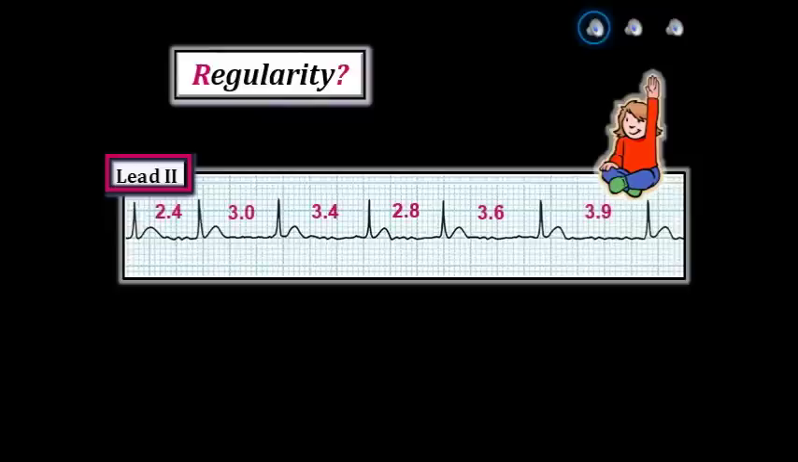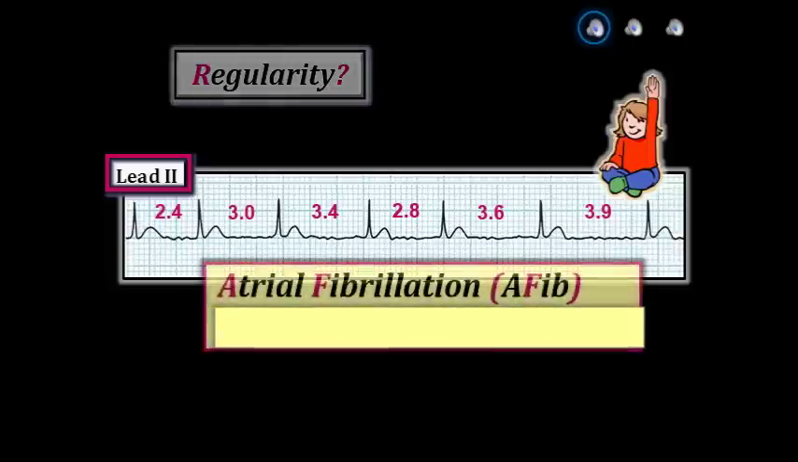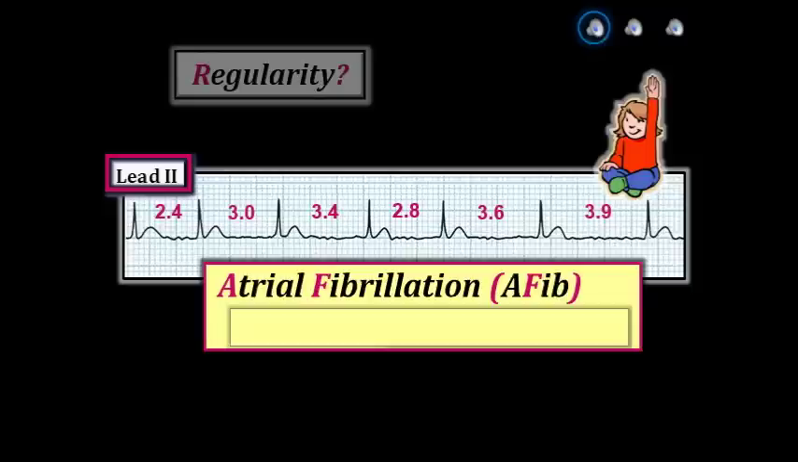With practice, it becomes easy to recognize that each R2R interval is different from the next. To facilitate our discussion, we have measured out each R2R interval for you. But the key point to make is that the presence of an irregularly irregular rhythm without P waves in any of the 12 leads defines a rhythm as atrial fibrillation.